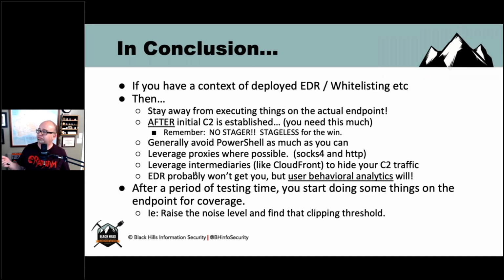So to summarize this whole talk up, try to stay away from executing things on the actual endpoint if you're in that offensive situation of a well-instrumented, mature environment. After the C2 is established, you've got to have at least that much. Don't use a stager. Stageless for the win. Avoid PowerShell as much as you can. Leverage proxies wherever possible. Leverage intermediaries for your traffic, like CloudFront, to hide your C2 traffic. If you do all these things, EDR probably is not going to get you outside of that initial C2 context.